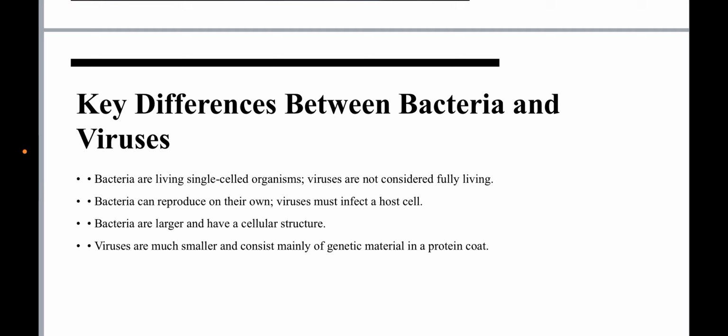The third key difference that we will be talking about is that bacteria are larger and have a cellular structure. The fourth key difference that we will be talking about is that viruses are much smaller and consist mainly of genetic material in a protein coat.